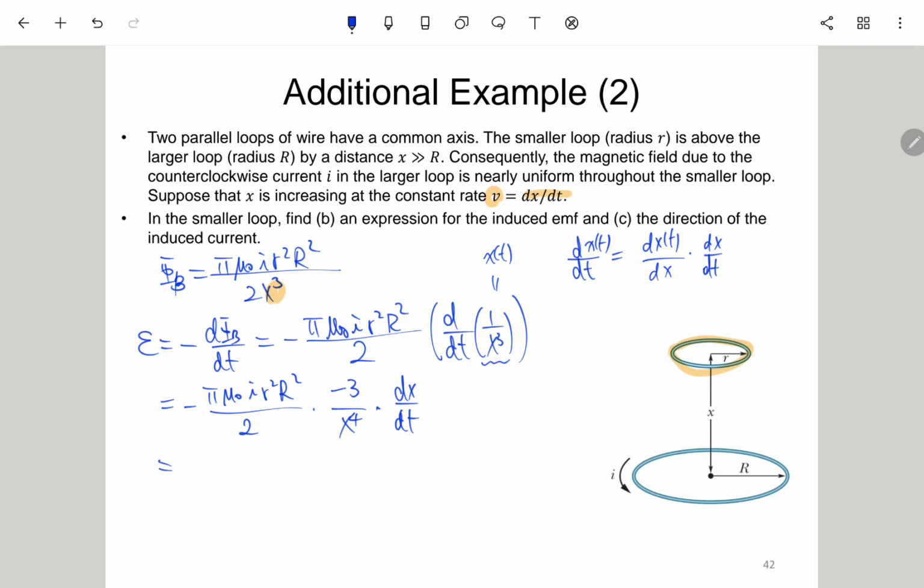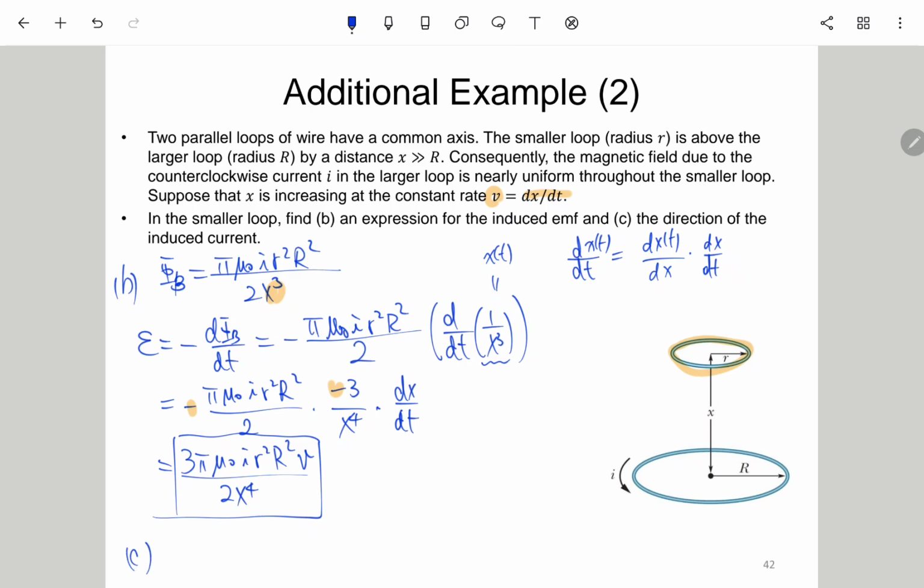So we can combine all the stuff. We have a negative sign here and a negative sign here, so it becomes a positive sign, and it will be 3 pi mu 0 I r squared capital R squared over 2x to the fourth power, multiplied by v. This is the expression for the EMF. This is the answer for part B.